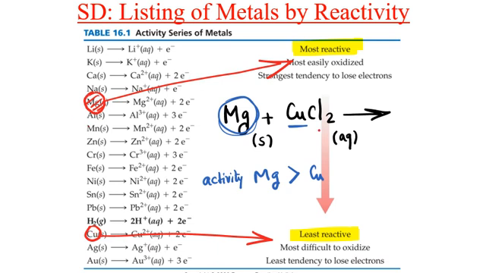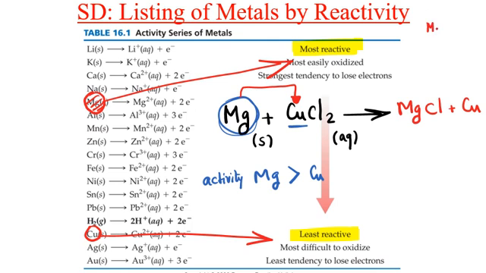So we are going to write the products for this reaction. Magnesium must be written here. So we are going to replace copper by magnesium. So I'm going to write MgCl and I'm going to write copper. To write the products, you should remember that when we have two ions, a cation and an anion, we are going to make an ionic compound.